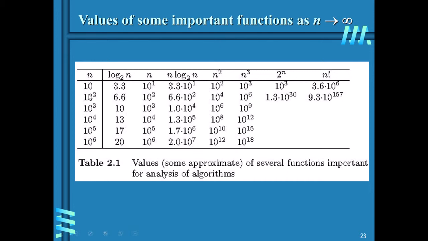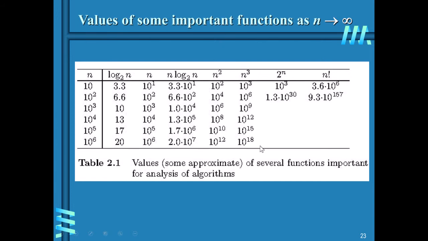Here we also take a look at an example in this table. It gives us the values of several functions important for the analysis of algorithms. Given an algorithm, we want to check which type of efficiency it can be cast into. For example, the first row gives us the different runtime growth functions: log n, n log n, n squared, n cubed, 2 to the power of n, and n factorial. We want to check, when n increases, what is the growth ratio for each of these functions? How much faster does each function grow?